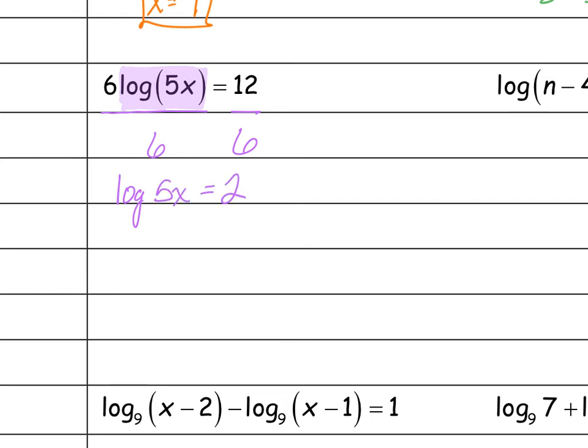So if I can't solve it as a log, I want to switch it to an exponential. Well, what base is this? It doesn't tell me what base it is. Right, if it doesn't tell me what base it is, it's base 10. Good. So this says 10 to the second power equals 5x. 5x equals 10 to the second power, which is 100. Great. Then I'm going to divide by 5.